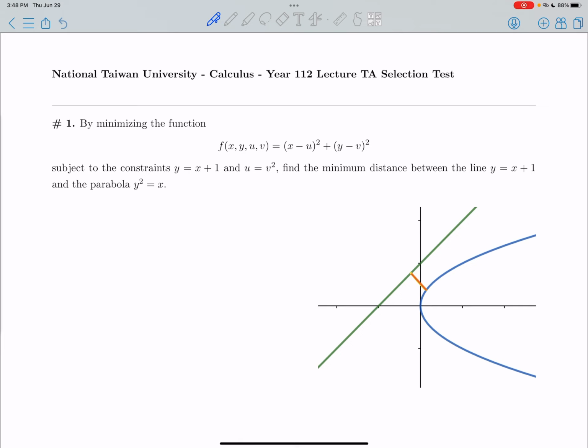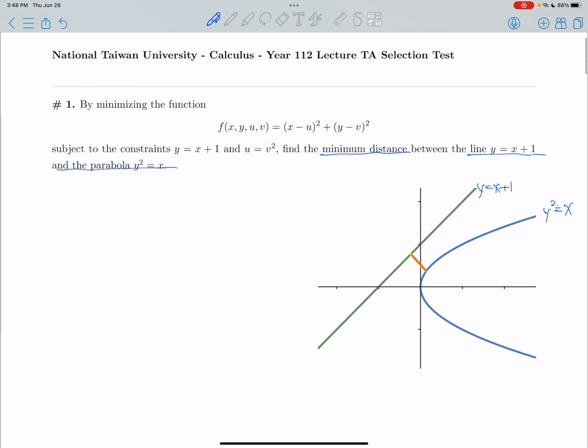The question asks us to find the minimum distance between the line y equals x plus 1 and the parabola y squared equals x. So first, what does this question look like?